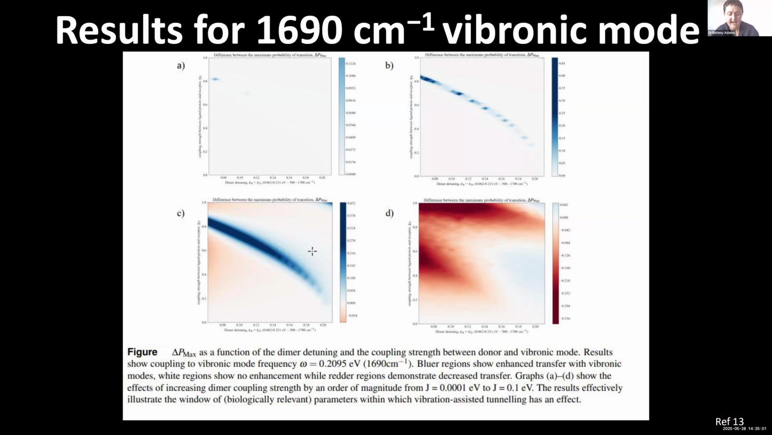And you can see that they have a marked effect on transfer in a very selective parameter regime, and this effect grows as coupling strength between levels grows. When the coupling is too weak, like in figure A, the vibronic mode has very little effect. But when the coupling between the levels is too strong, so figure D, the vibrational mode begins to have a negative effect.